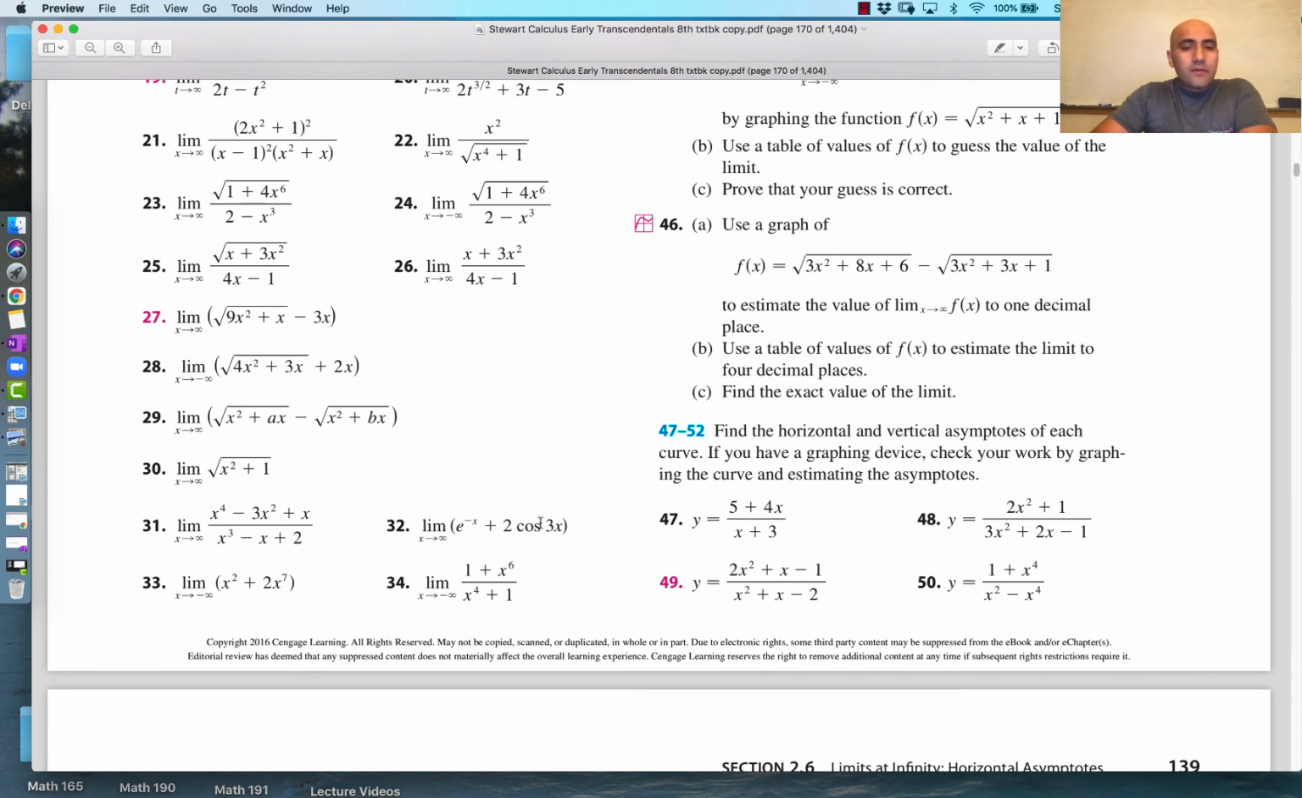Remember that the limit as x goes to infinity of cosine of x does not exist, right, since it keeps oscillating back and forth between negative 1 and 1. So the limit as x goes to infinity of cosine of 3x is still going to not exist, because multiplying the input by 3 doesn't change the fact that we keep oscillating between negative 1 and 1, and it never converges to any specific value. Keep that in mind.